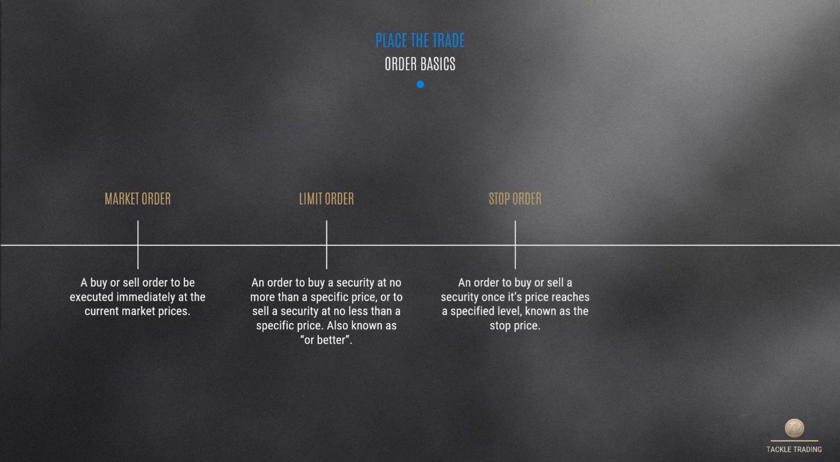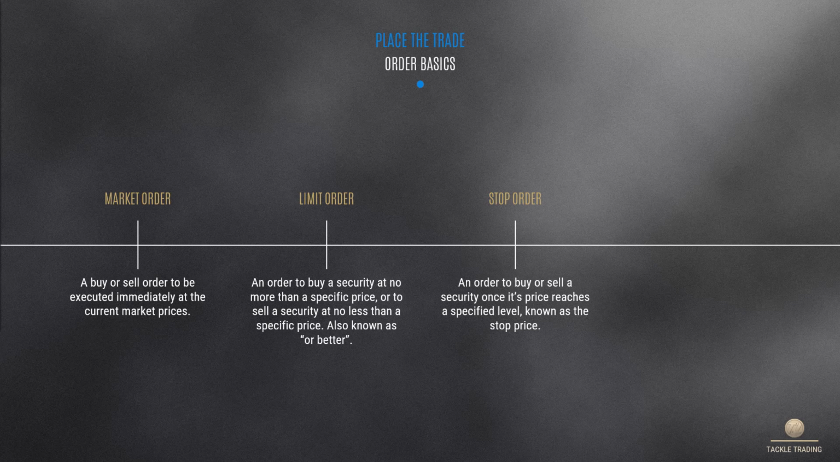Now, the third type of order is what is called a stop order. A stop order is not technically an order. That's the market and the limit order. A stop order is what is known as a trigger order. It triggers a market order if there is no limit attached, but if there is a limit attached to the stop order, then it triggers a limit price.